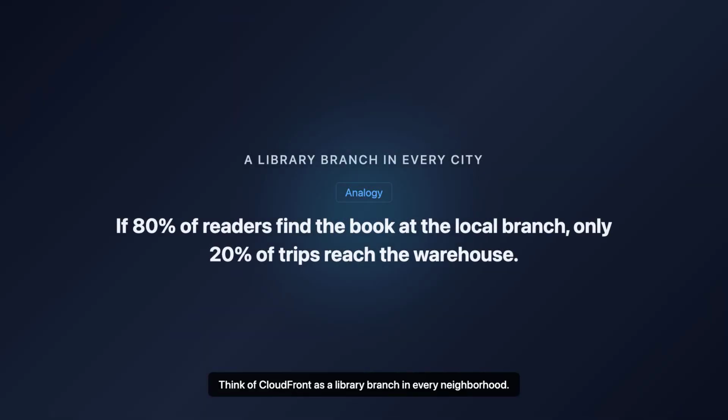Think of CloudFront as a library branch in every neighborhood. Without it, every reader drives to the central warehouse to pick up a book. That's a full price origin fetch from S3. With CloudFront, the popular books are already stocked at the local branch. If 80% of readers find their book locally, only 20% of trips reach the warehouse at all. And since 2024, even those origin fetches from S3 are free. That's why the cache hit ratio, not the per gigabyte rate, is what actually moves your bill.